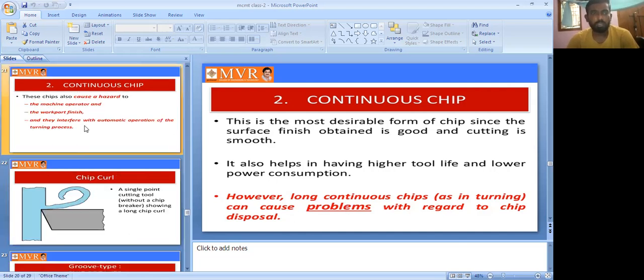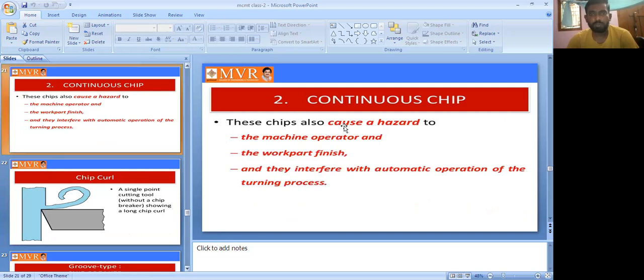Continuous chips also cause hazards to the machine operators and the work part finish, and they interfere with the automatic operation of the turning process. These are some of the hazards of continuous chips.